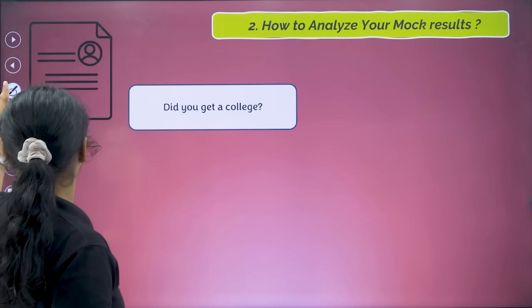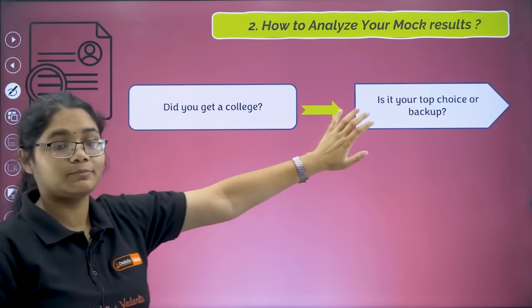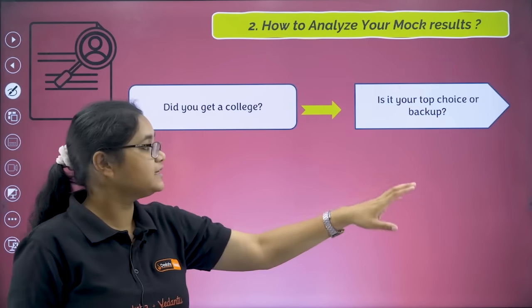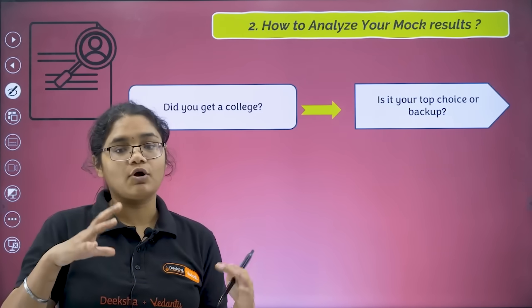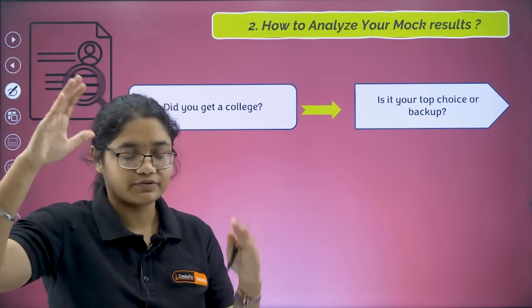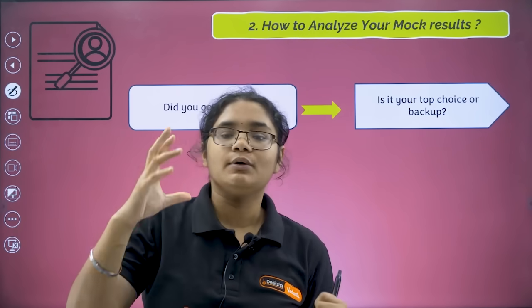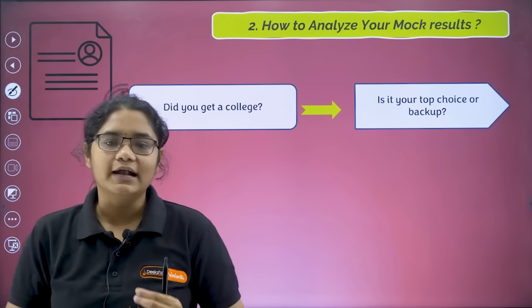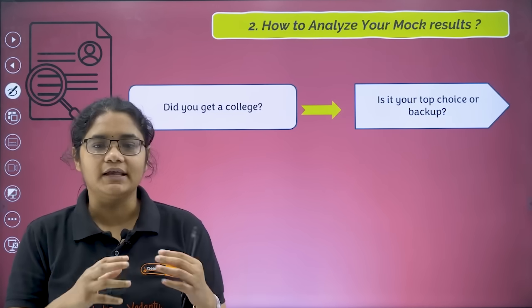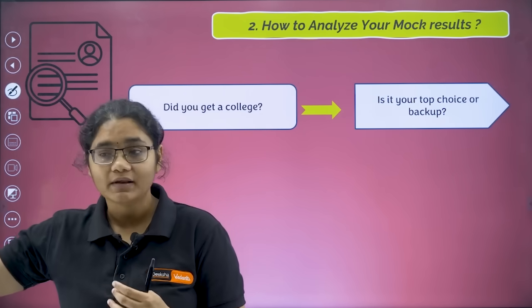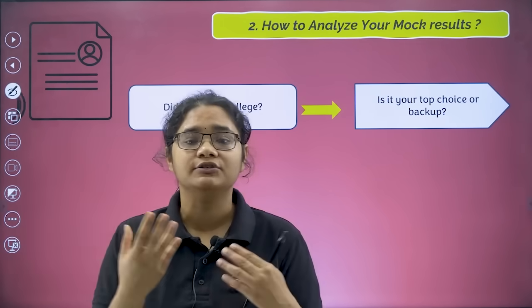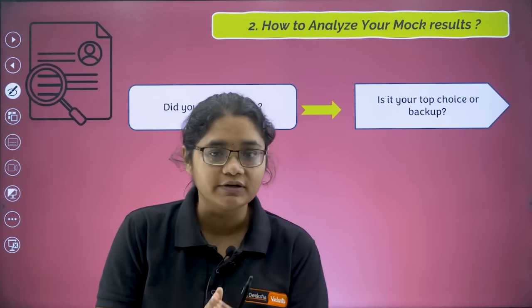So if you have got a college, the next question you should ask yourself is whether it is your top choice or a backup choice, meaning whether you have got one of the top colleges on your list. Suppose you have prepared 100 colleges, and you have been allotted a college between the first 20, the first 10 options, or the 80th or 85th college. So you need to check that first.